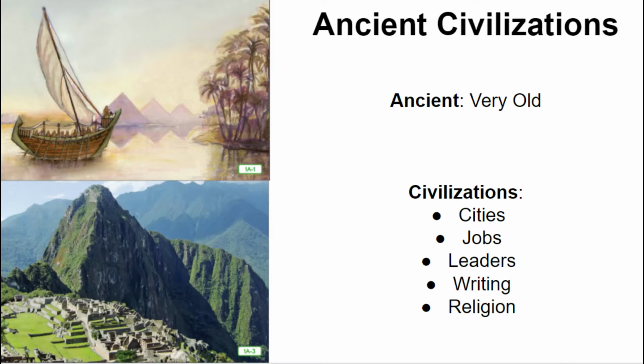Last year, you also learned what key components or characteristics make up a civilization. There are 5 key components of a civilization. Those key components are cities, jobs, leaders, writing, and religion. Let's go over some of the things that you learned last year to help spark your memory.